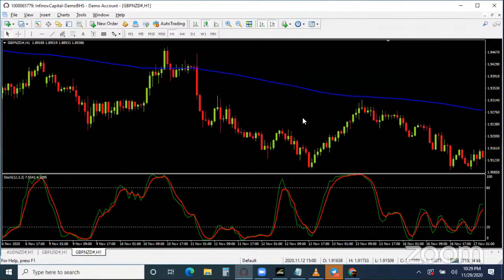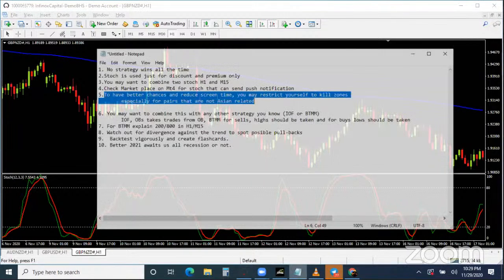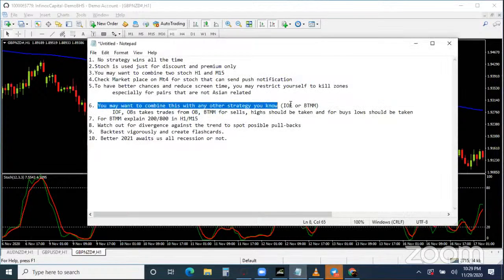And some of the ones you will miss out might be the winners, right? But we can't have it all. We can't trade 24/7, right? We need to strike a balance to all of this. Now, you may want to combine this strategy with other strategies that you know. For instance, the two strategies I basically trade most of the time are either IOF or a variation of beat the market maker.